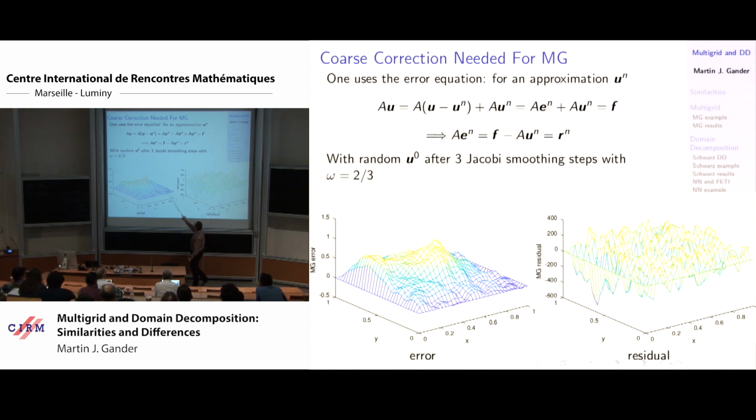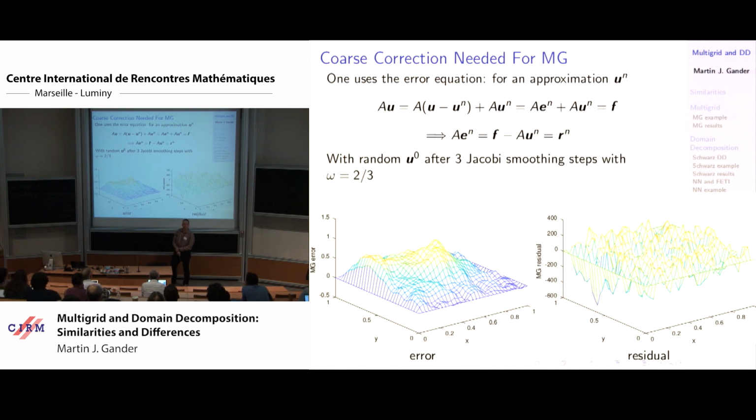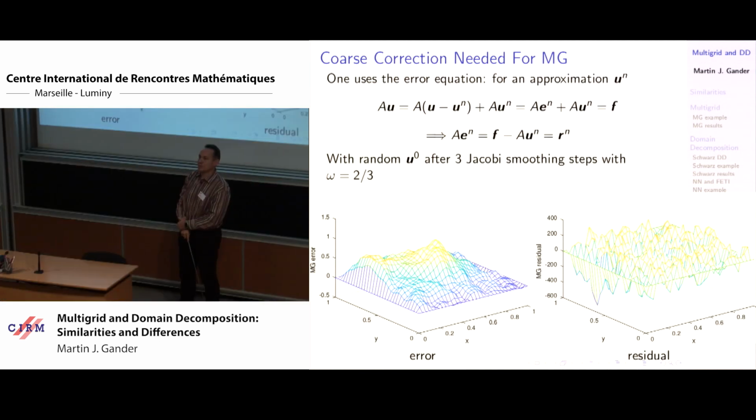So what do you need to do with this error equation? You could just solve it. If you solve it, and if you add this error to the solution, to the approximation, you have the solution, you're done. That's the best you could do. But that's as expensive as solving your problem.